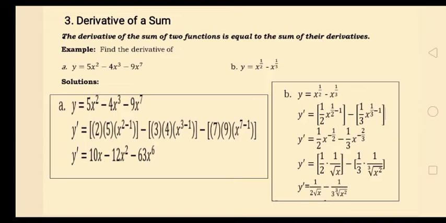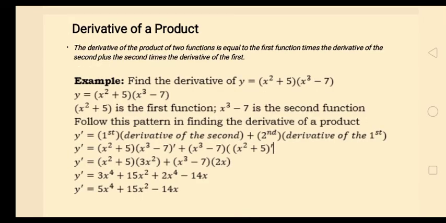So the final answer here is y prime, or the derivative, or the first derivative of y, is equal to 1 over 2 square root of x minus 1 over 3 cube root of x squared. So next we have also the derivative of a product. Again, I will just discuss the derivative of a product, but if I were you, I would just use the power rule because it is the easiest.